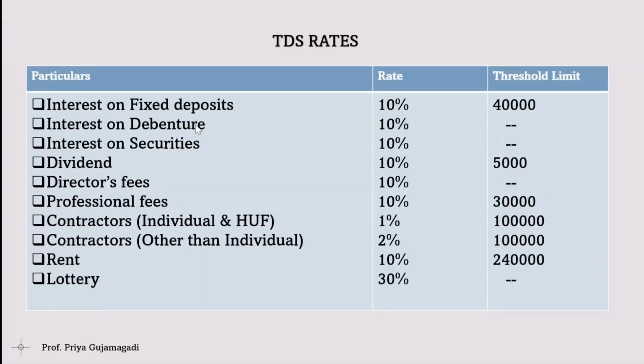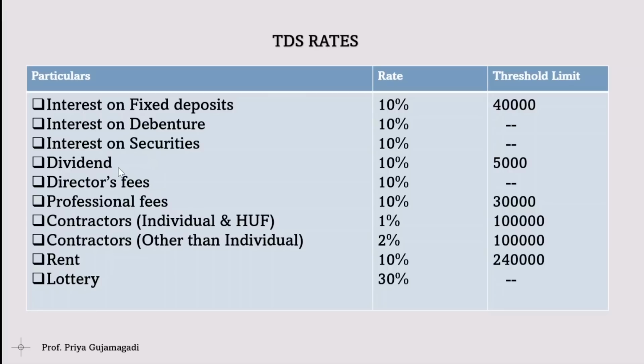Interest on debenture. Whenever you invest in a debenture and you get interest out of it, TDS payable is 10%. There is no limit of exemption. So full 10% is deductible under interest on debenture. Interest on securities. Whenever a person invests in any of the government securities and gets income out of that, then the TDS payable is 10%.